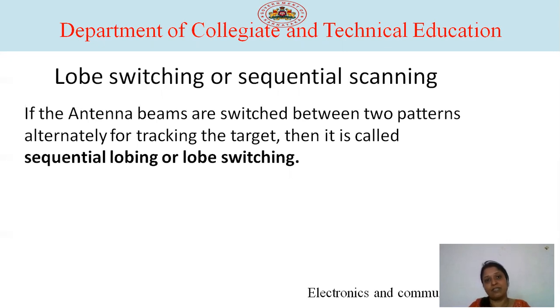Depending on that, the movement of the antenna will take place, and exactly when both the echo signals are the same, that indicates that the target is exactly midway between those two positions here. Therefore, if the antenna beams are switched alternately between two patterns for tracking the target, it is called lobe switching or sequential scanning here.